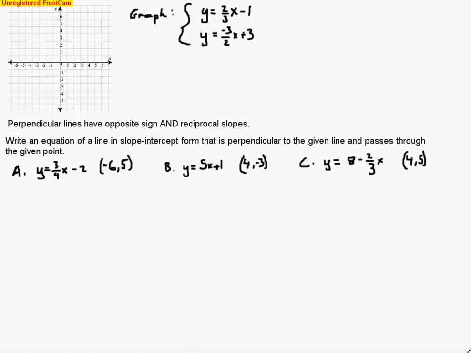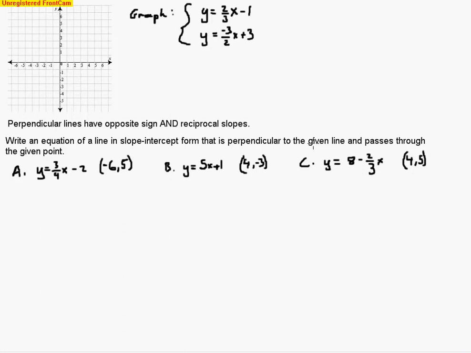Today we are going to write an equation of a line in slope-intercept form that is perpendicular to a given line and passes through a given point. So to get this understanding about perpendicular lines, I find it best to graph two lines that are perpendicular, and then we'll figure out what makes them perpendicular.